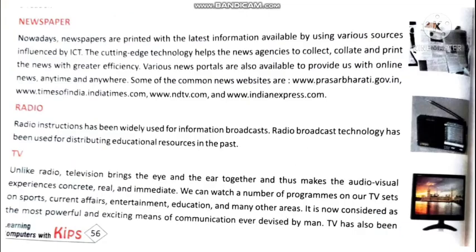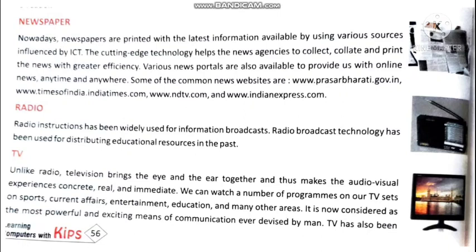In newspapers also you must have seen the change nowadays, how they make the collage of 2 to 3 things happening together and it is getting printed. And these news are also available in digital format online. Every news channel has their own site where we can see the recent happenings, today's news, everything is available. Nowadays, newspapers are printed with the latest information available by using various sources influenced by ICT. The cutting-edge technology helps the news agencies to collect, collate, and print the news with greater efficiency. Various news portals are also available to provide us with online news anytime, anywhere.